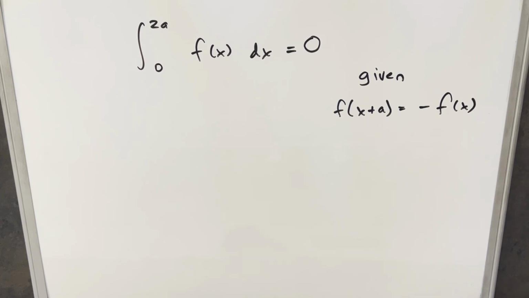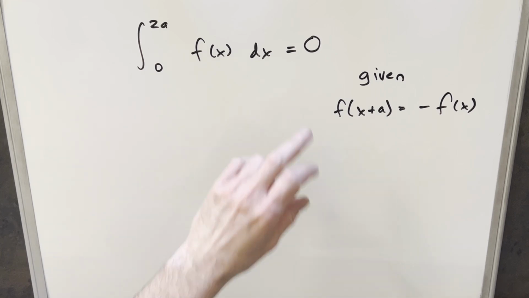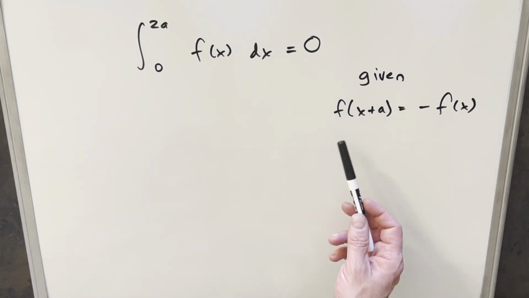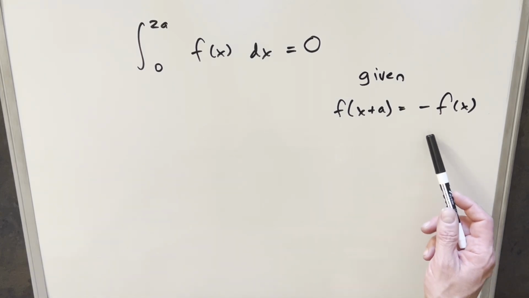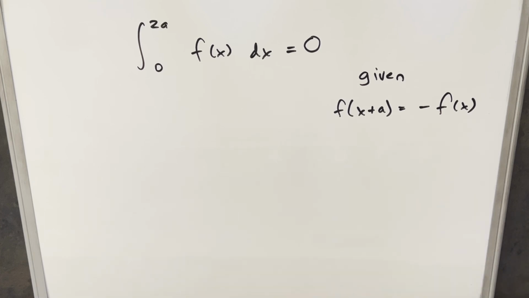Okay, continuing on today with our playlist on the principles of the definite integral. We have here the integral from 0 to 2a of f of x dx equals 0, given this condition over here to the right, that if we have f of x plus a is equal to minus f of x. I came across this one recently doing an integral from the MIT integration bee, and I thought it was pretty useful and interesting, so I just wanted to go over how this works.